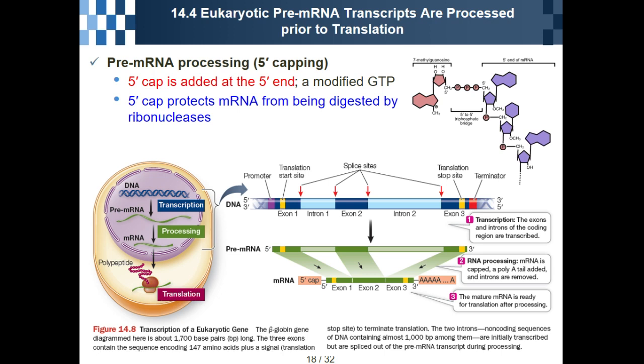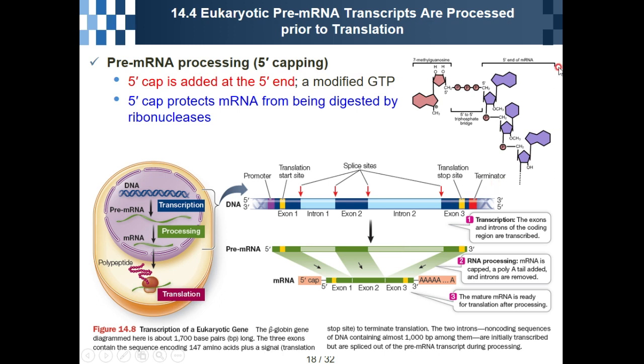Eukaryotes and prokaryotes have the same pre-mRNA processing step, especially 5' capping. So DNA is transcribed to the pre-mRNA. After that, the pre-mRNA is processed to the mRNA. The first step is that the 5' cap is added.